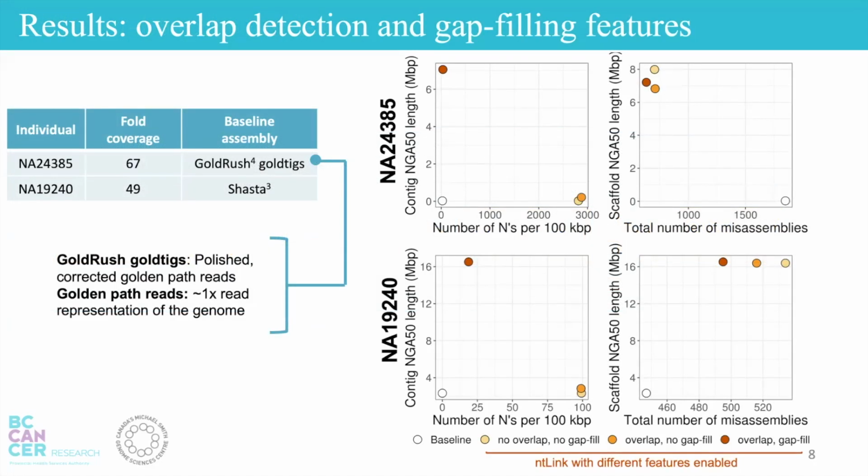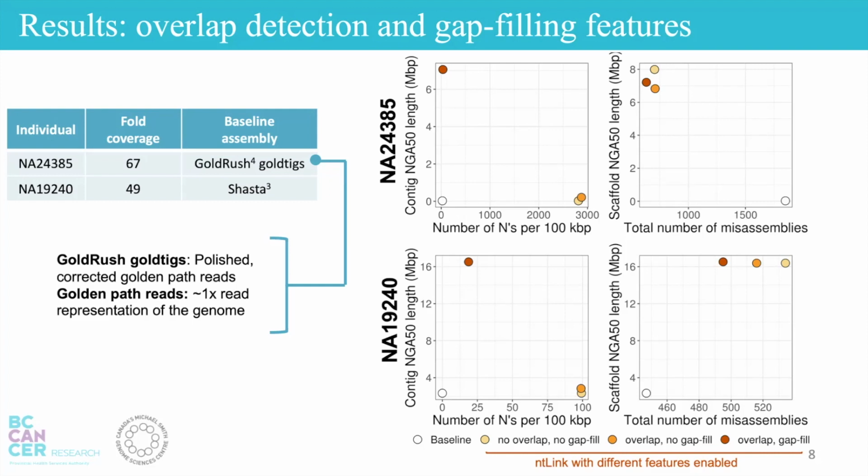So now moving on to some results, first focusing on the overlap detection and gap filling features. We used Oxford Nanopore long-read data from two different human individuals in testing ntLink. For individual NA24385, our baseline assembly was GoldRush GoldTigs. GoldRush GoldTigs are polished and corrected golden path reads from our GoldRush assembler, and the golden path is just about a one-fold read representation of the genome. For individual 19240, we used a Shasta assembly as the baseline.